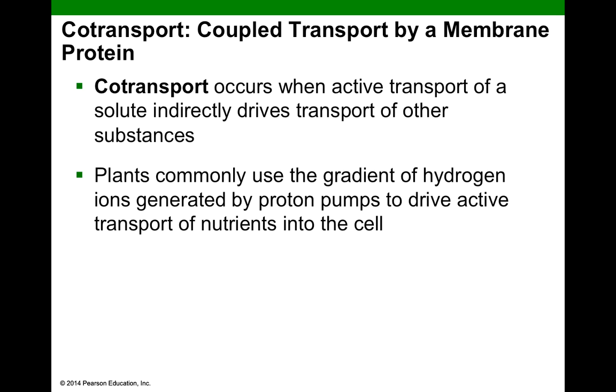Another type of transport that requires the use of energy is cotransport. The prefix co means together, and in cotransport, we are coupling the movement of two molecules together. One is moving down its concentration gradient, and that molecule is powering the transport of something else, usually against its concentration gradient. So this is a way that active transport can be done without the need for ATP directly. Let's look at an example of how a proton pump can do this.